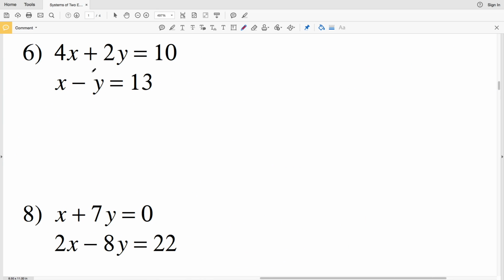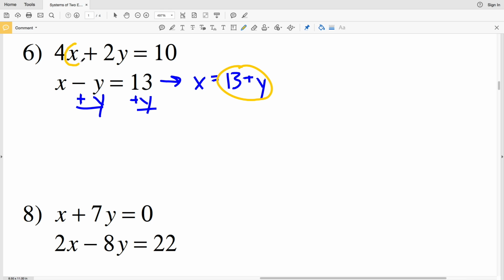In number 6, we have 4x plus 2y equals 10, and we have x minus y equals 13. Now I need to solve for one variable in order to substitute it in. So let's solve for x. If we add y to both sides in this bottom equation, we'll get that x is equal to 13 plus y. So I'm going to take 13 plus y and plug it in for x because x is equal to that. So I'll have 4 times 13 plus y, plus 2y, equal to 10.